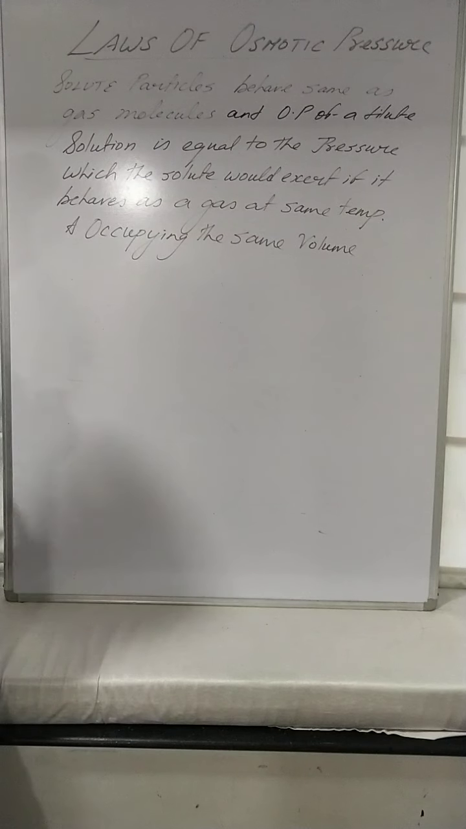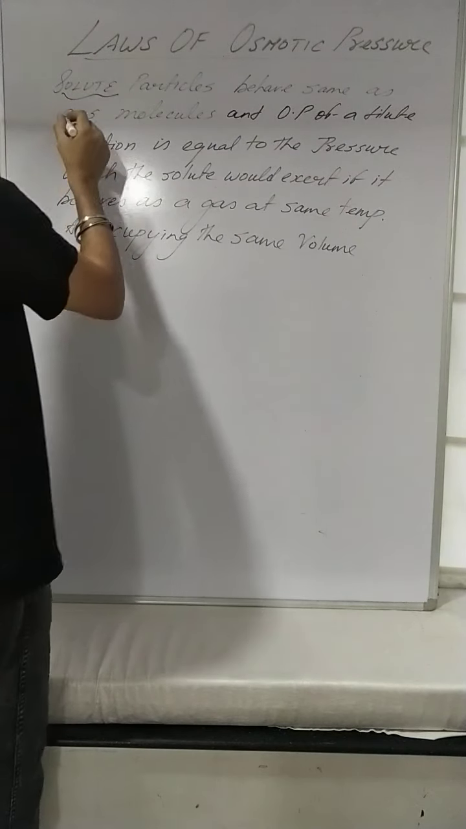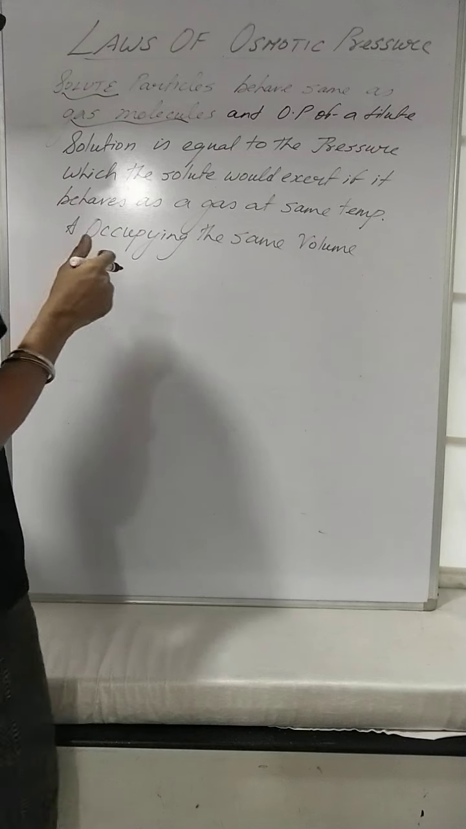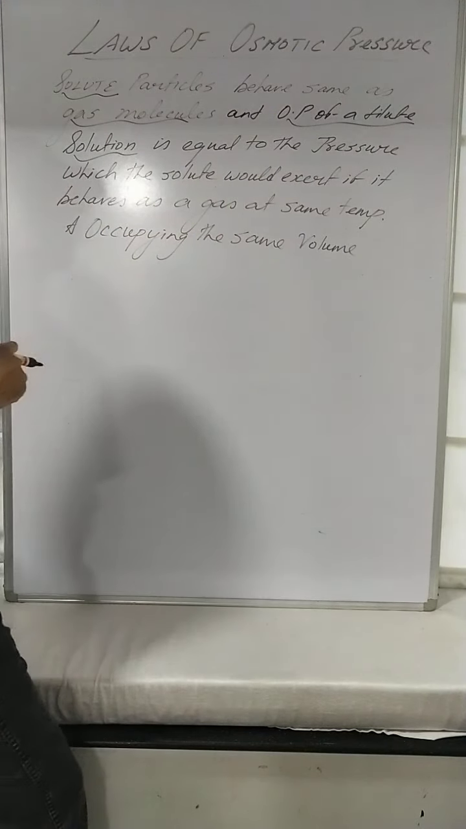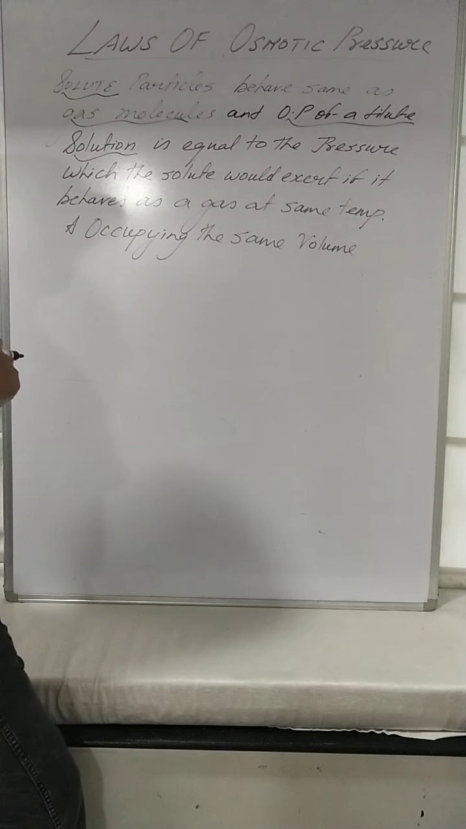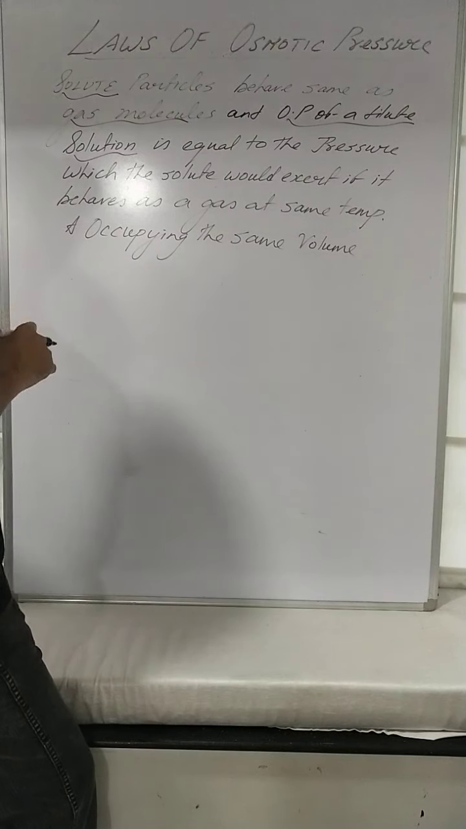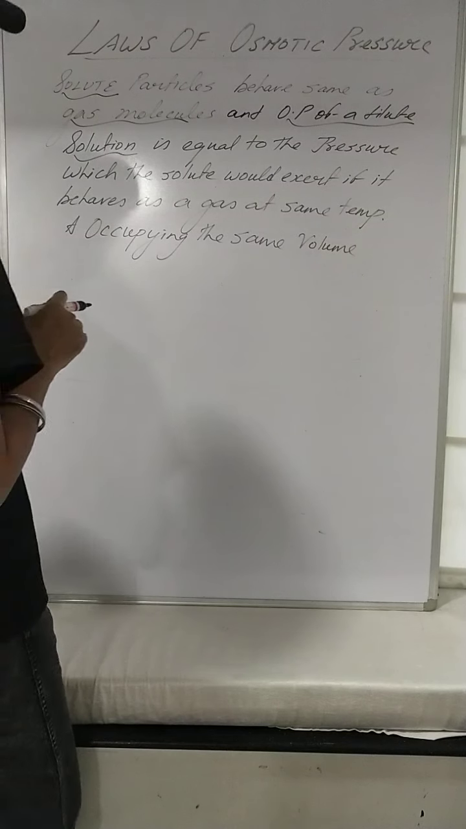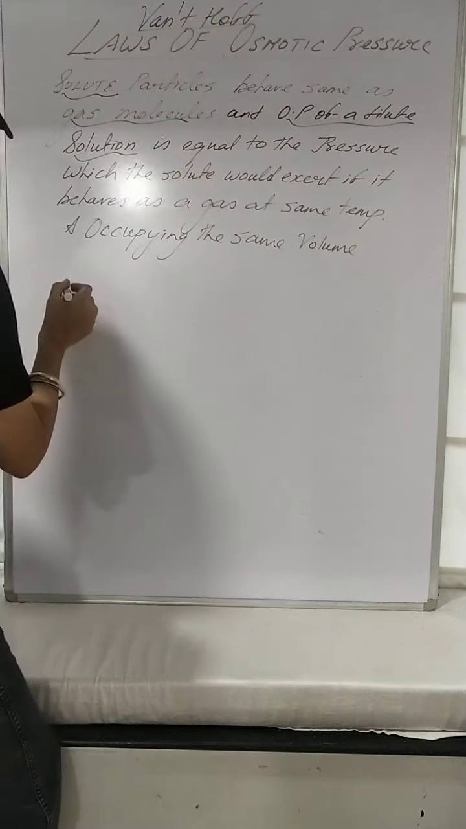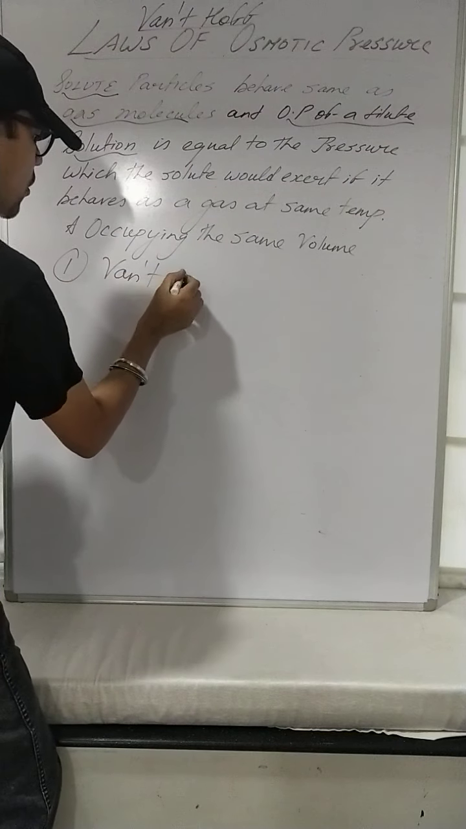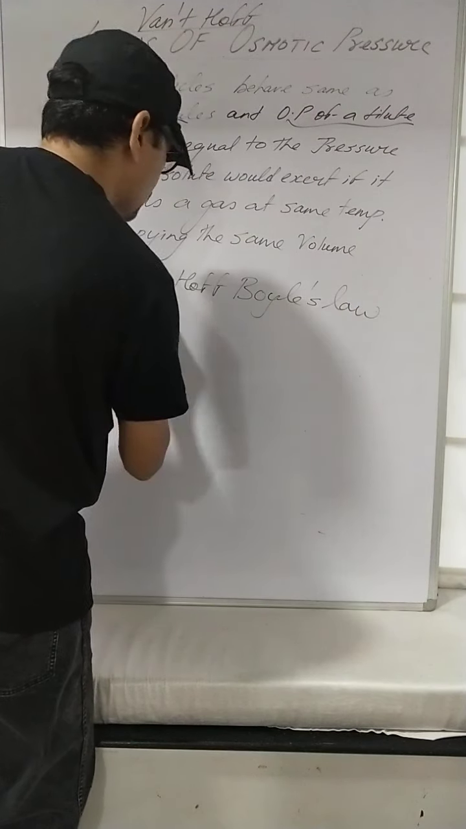So this is just the concept. You all have to know that solute particles behave same as gas molecules. Who is the solute? Mainly in solution. Who are gas molecules? Mainly the ideal gas behavior everyone knows. And osmotic pressure of a dilute solution is equal to the pressure which the solute would exert if it behaves as a gas at the same temperature and occupying the same volume. Right? That means how the ideal gas has given you different types of laws, the same way the solutes can also give you different laws of osmotic pressure. It was given by the scientist called Van 't Hoff, and that's why the first law is called Van 't Hoff Boyle's law.